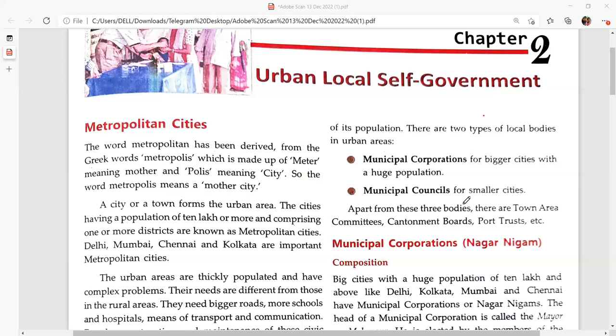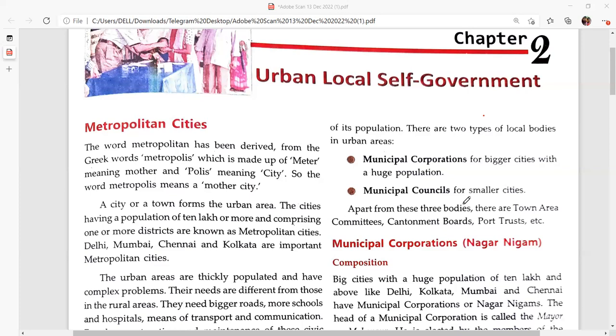But in urban areas, that is in the cities, we have the urban local self-government. The people of the cities elect their own local self-government, and the reason behind that is the development of the city. Because in cities also, we need proper drinking water facility, medical facility, road transport facility, and many other things. So let's begin the chapter, urban local self-government.